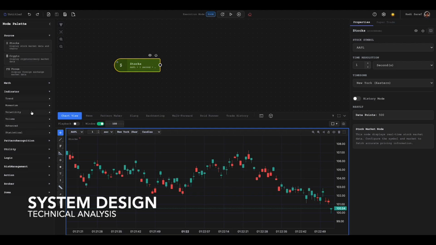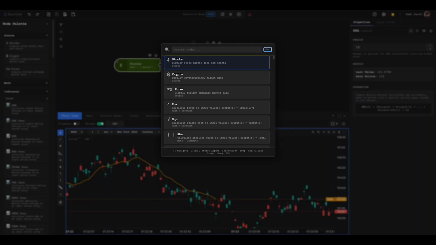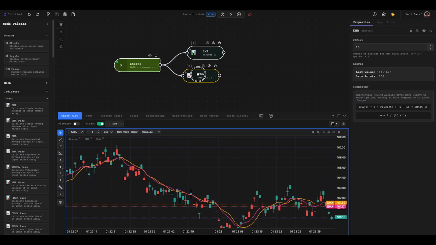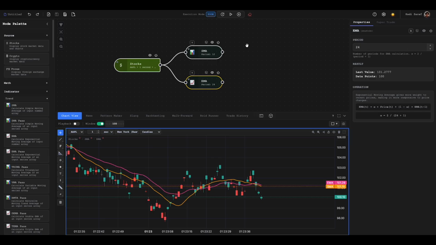Second is analysis. You route that raw data stream into our technical toolkit. Drag an RSI, Bollinger Bands, moving averages, or Ichimoku clouds. They act as modular components, calculating market metrics concurrently.